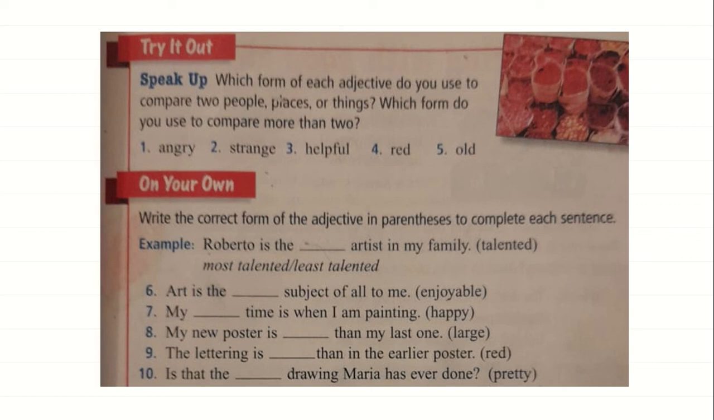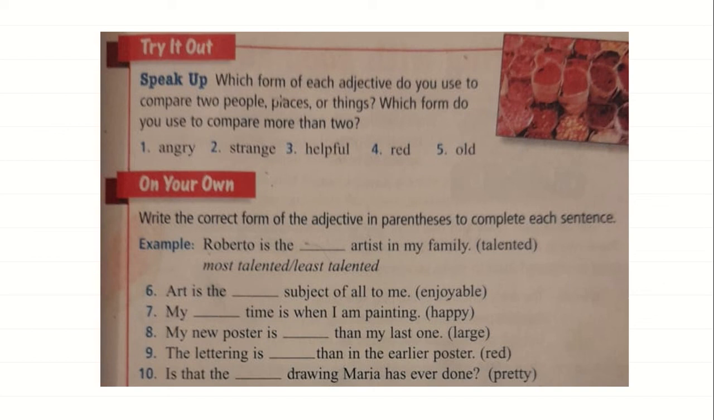So you have to write the three forms in your notebook. Strange, stranger, strangest. Helpful is of two syllables: more helpful, most helpful. Red, you double the consonant, and all, you just follow the rules.